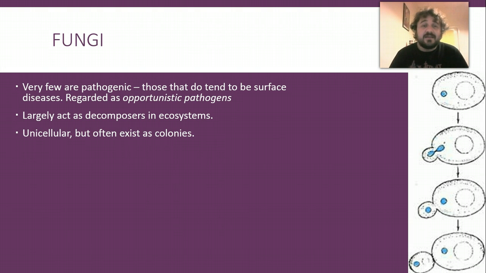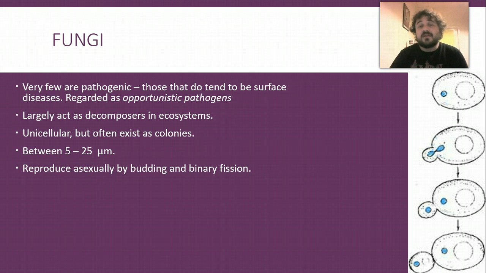They're unicellular, but they most commonly exist as colonies, so they exist in clumps together. A mushroom is millions of different organisms bound together in a colony. They're between 5 and 25 micrometers, so they're larger than bacteria. Some can be seen with the naked eye.